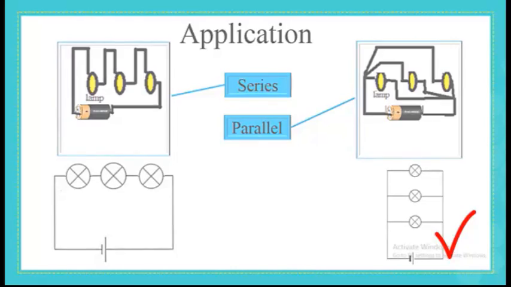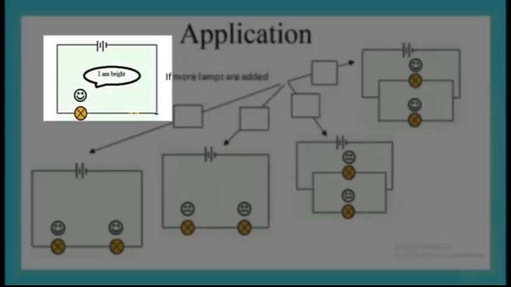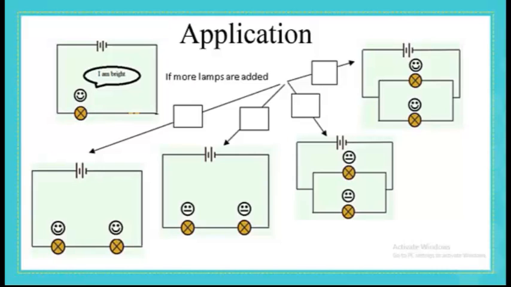Now let's move to the second application. Here we have an electric circuit with one component, and we are going to add another component. If the addition decreases the brightness of the lamp, this happy face should turn into a sad face. If the addition doesn't affect the brightness, the happy face should stay as a happy face. Pause the video and guess the correct representation and the incorrect one. And here is the answer.